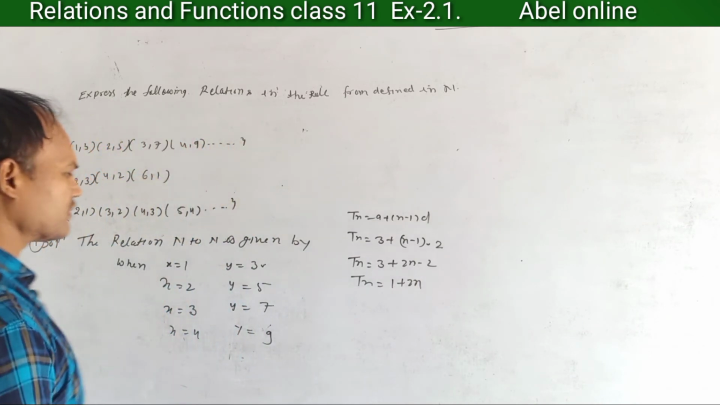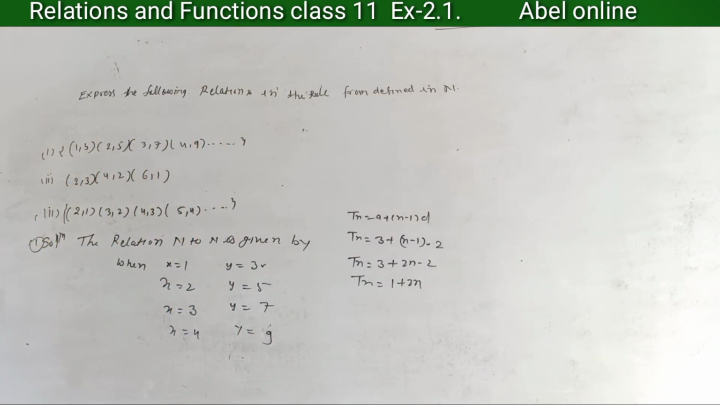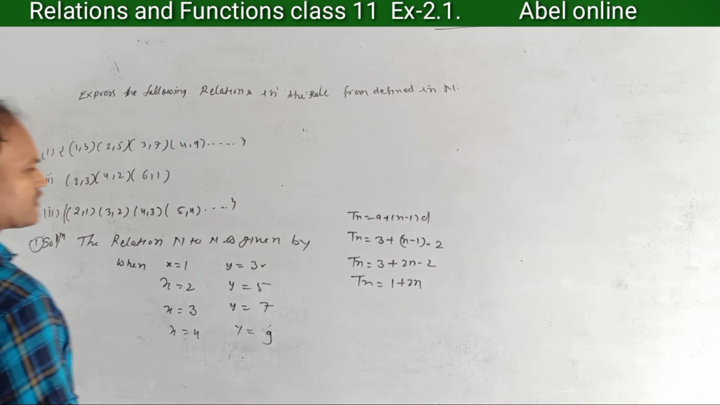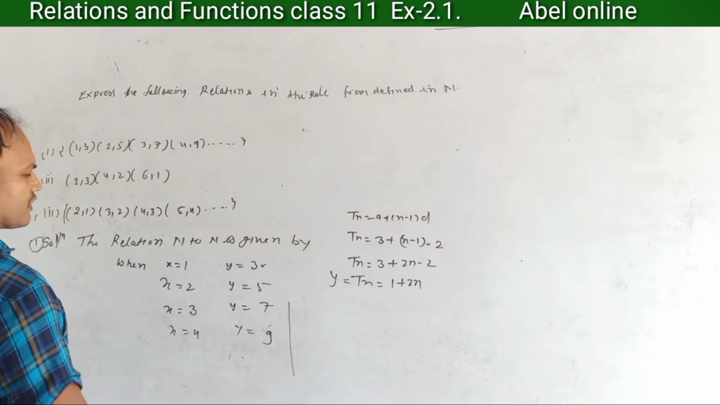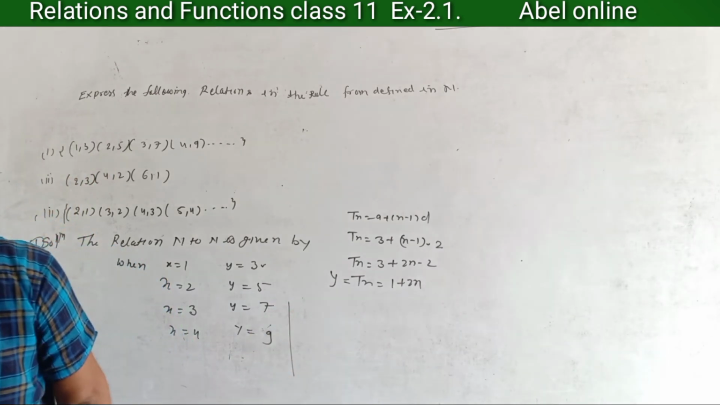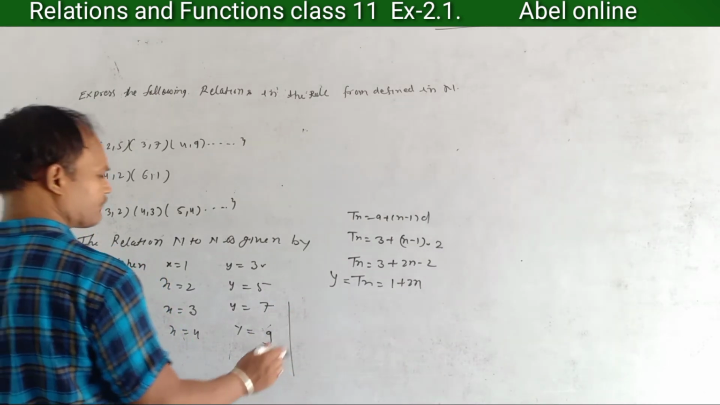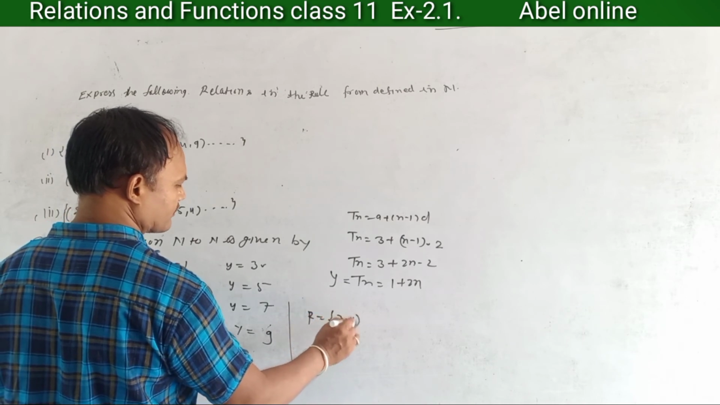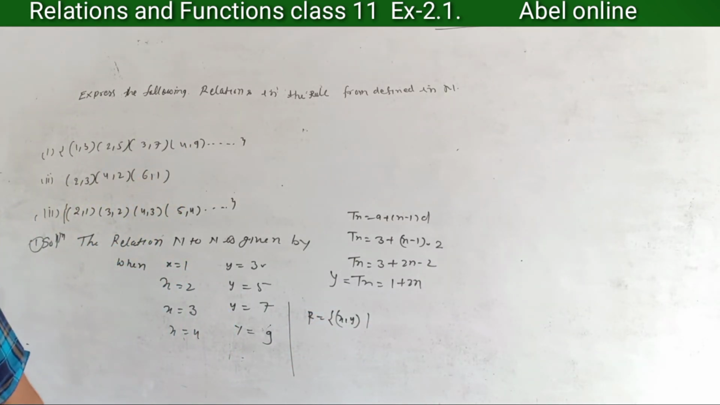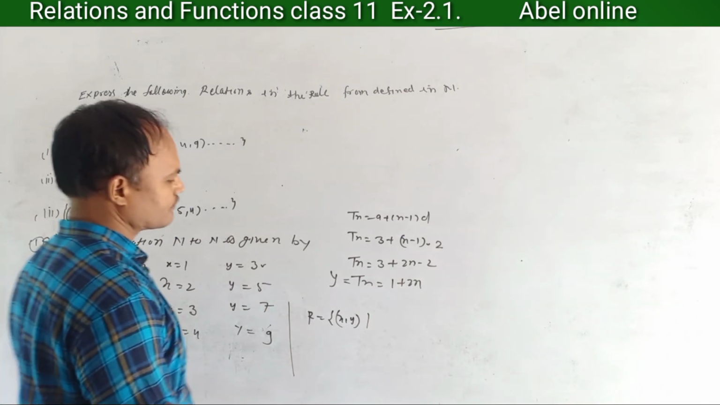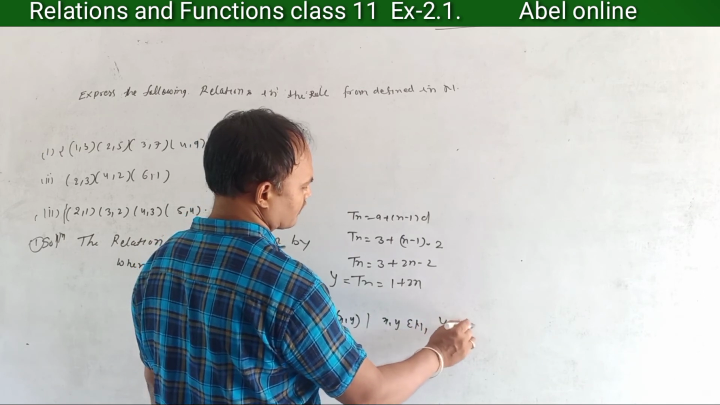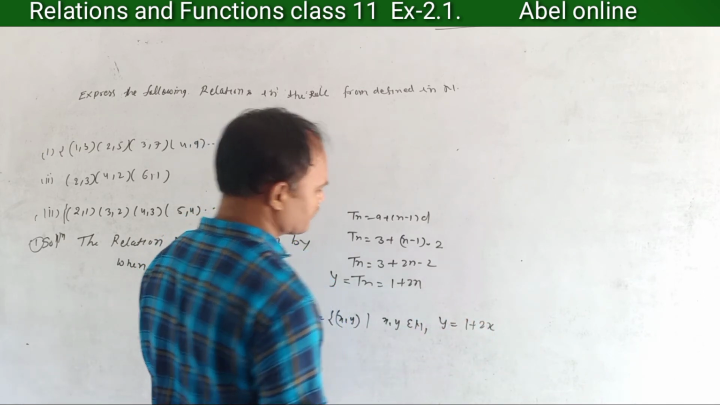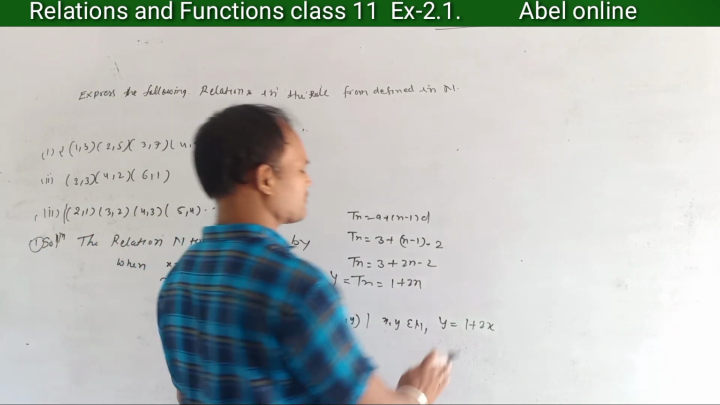So students, we can say that it is 2n plus 1. So what is the rule of this? When we are talking about Tn, it is y. So what is the rule? The rule is the relation x, y where x, y belongs to N, and y equals 2x plus 1. We can write here 2x plus 1.